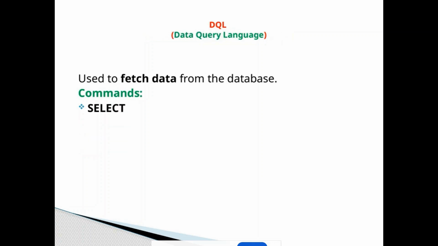Now, let's talk about DQL, which stands for Data Query Language. This is the part of SQL that's used when we want to fetch or retrieve data from a database. It's really the gateway to accessing the information stored within our systems. The most important command here is select. When we use select, we're telling the database exactly what data we want to see. It's essentially how we ask the database questions and get answers back. This makes DQL a vital tool for data analysis, reporting, and decision-making.